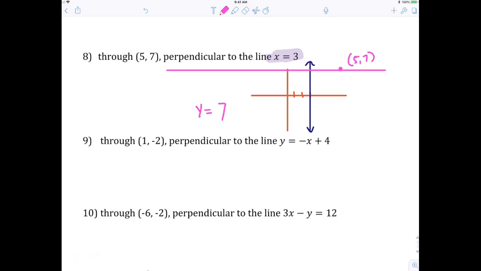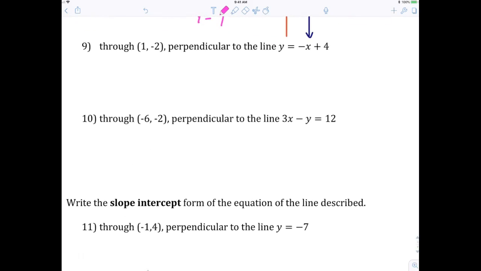So if you are perpendicular to a vertical line, you are going to be what? Horizontal. All right? Now, please, if you're not quite understanding everything, go back and listen to what I said. That's the answer, y equals 7. It's a really simple problem if you understood that x equals 3 is a vertical line. It's impossible if you don't know that. That's why I say go back and listen.